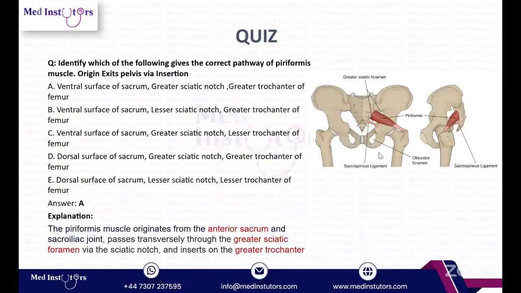Excellent, that is the correct answer. Let's look at the diagram again. The piriformis muscle originates from the anterior sacrum and sacroiliac joint, passes transversely through the greater sciatic foramen via the sciatic notch, and inserts on the greater trochanter. Please don't confuse yourself with the attachments. Some students might get confused by thinking it is inserted onto the lesser trochanter of the femur. But remember, it is from the anterior sacrum, passes through the greater sciatic foramen, and then is inserted onto the greater trochanter of the femur.